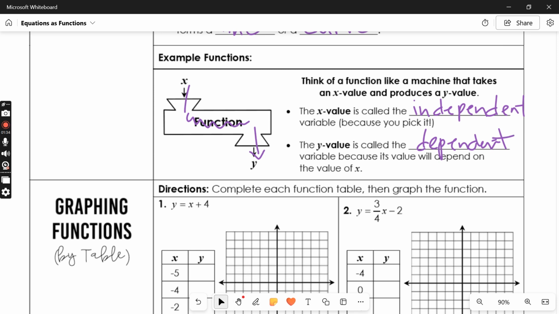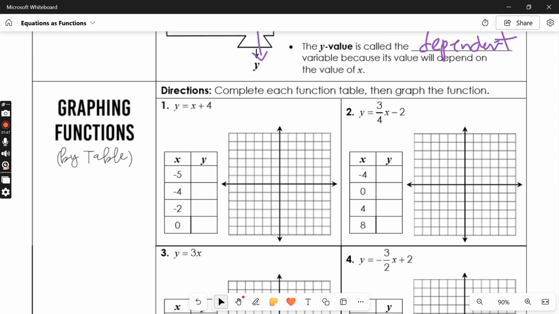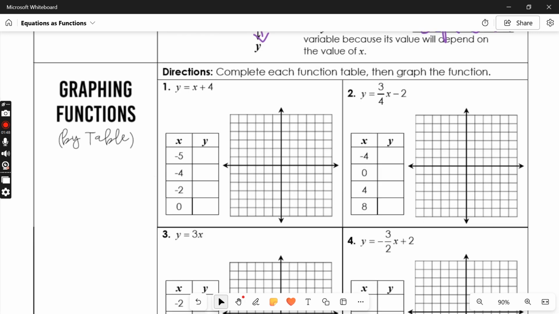Okay, x is independent because you pick it. Y is dependent because it changes based on which value you picked. All right, complete each function table and then graph the function.